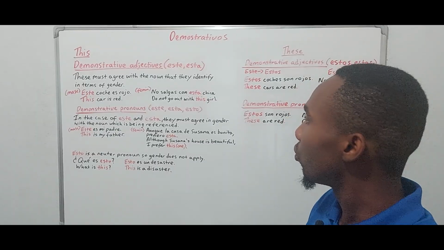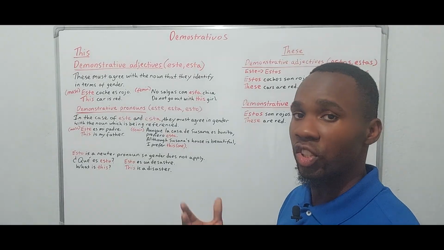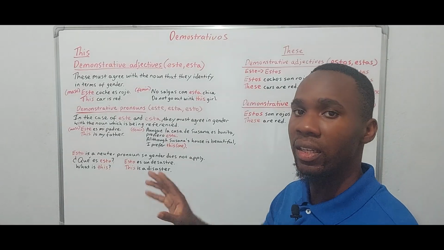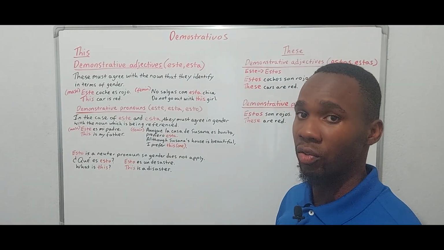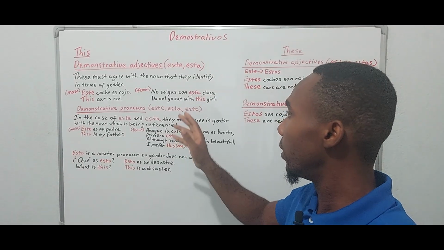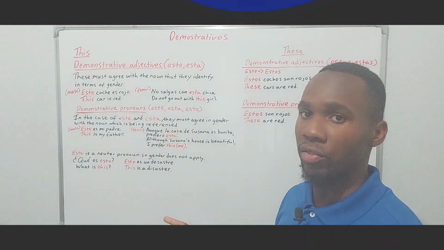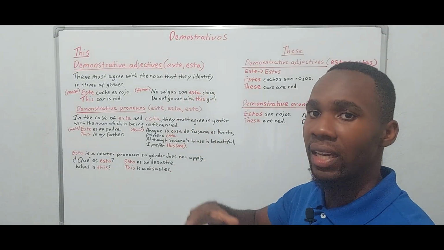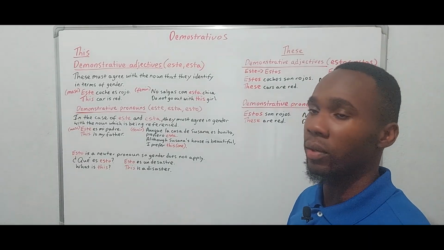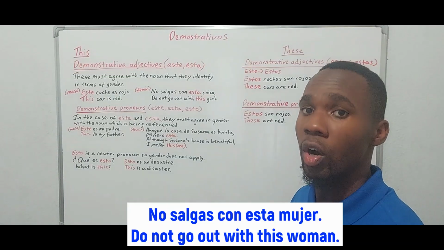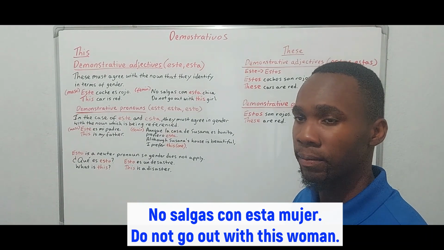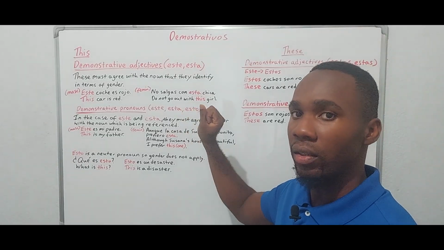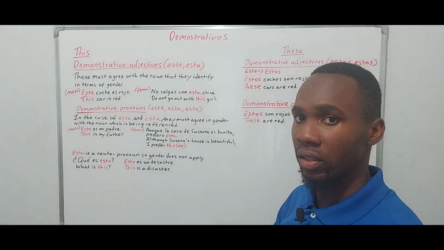So we use esta because chica is feminine. So we could replace coche with any other noun that is singular and masculine, okay? And we could say este muro, por ejemplo, this wall is red. Este muro es rojo. And we could replace chica with any noun that is singular and feminine. I could say no salgas con esta mujer. Do not go out with this woman. Okay? So in terms of adjectives, este and esta are going to be the demonstrative adjectives to mean this in Spanish, okay?